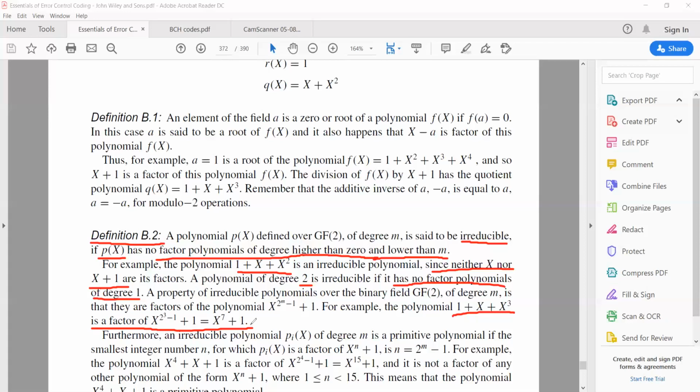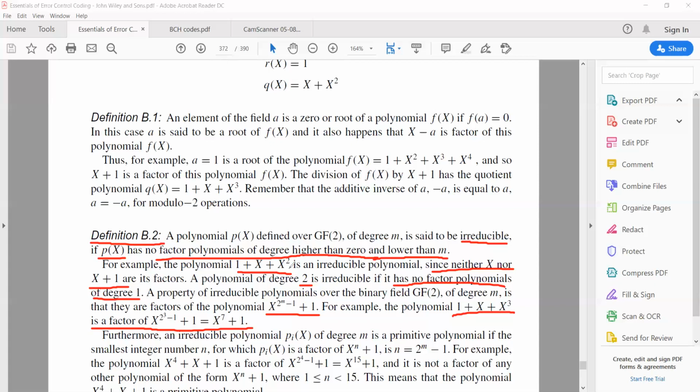Minus 1 plus 1. Okay, and this is the formula. You have to very carefully remember that this is the formula: x to the power 2 to the power m minus 1 plus 1. So this is the irreducible polynomial, or the properties of the irreducible polynomial.